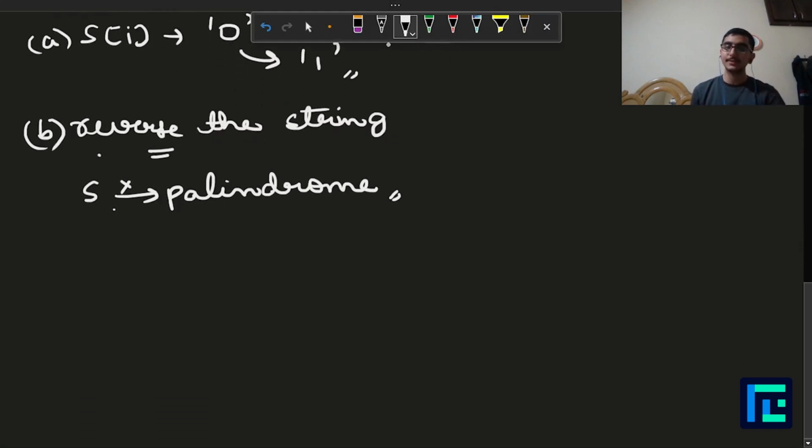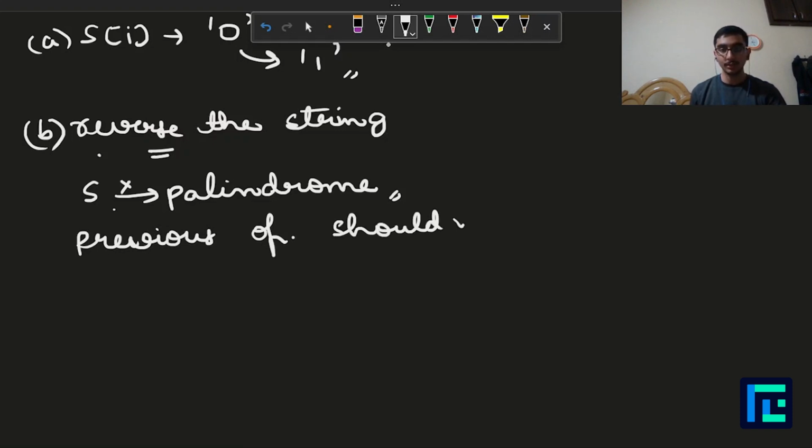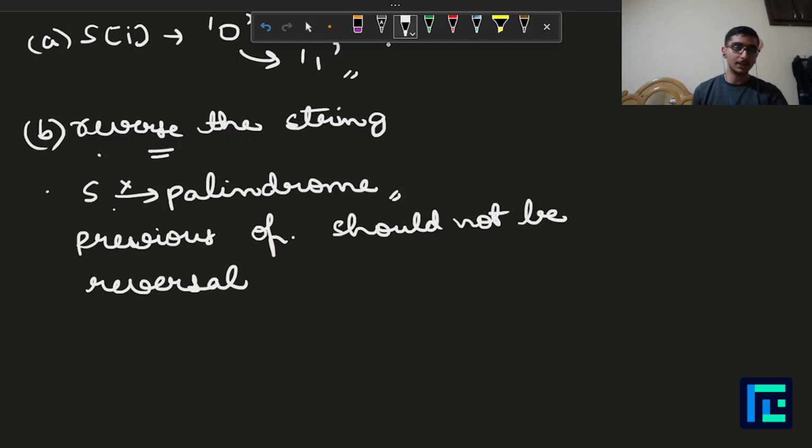The other condition is that the previous operation should not be reversal. So these are the two conditions that must be satisfied in order to perform the second operation.